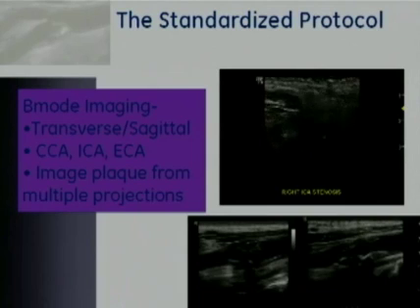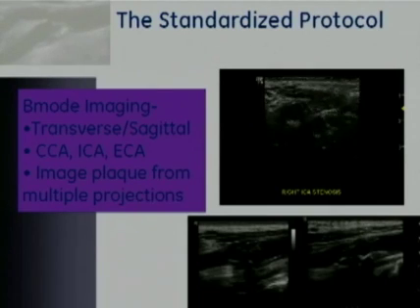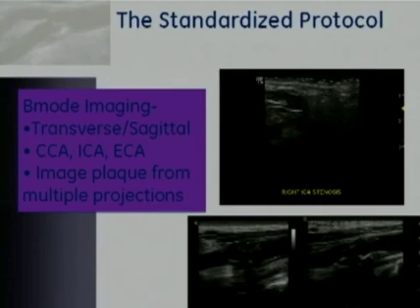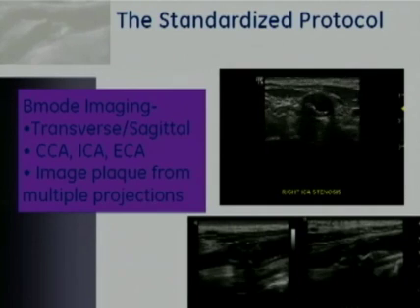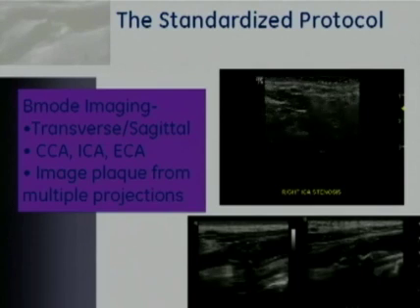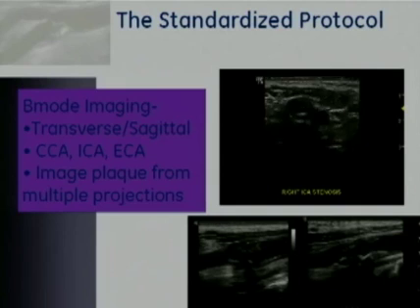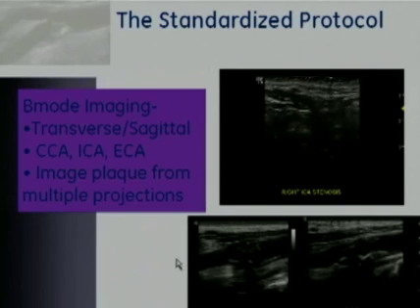Once I've done the transverse images, then I'm going to turn the probe into a sagittal plane and take images in a sagittal plane, again, of the common carotid, starting at the very most proximal portion near the origin, and then up to the internal and the external. And again, taking images from different projections.